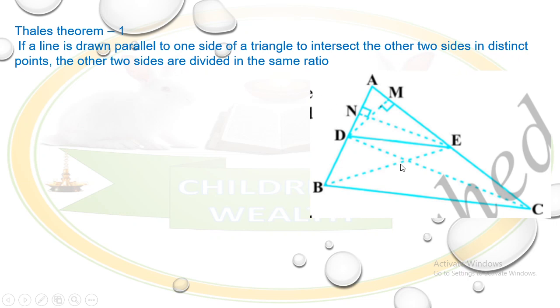If we intersect keeping parallel to BC, then the theorem says AD divided by BD is equal to AE divided by EC. These proportions will be equal. That's what they are saying. We'll just derive this equation, or prove this equation, step by step.